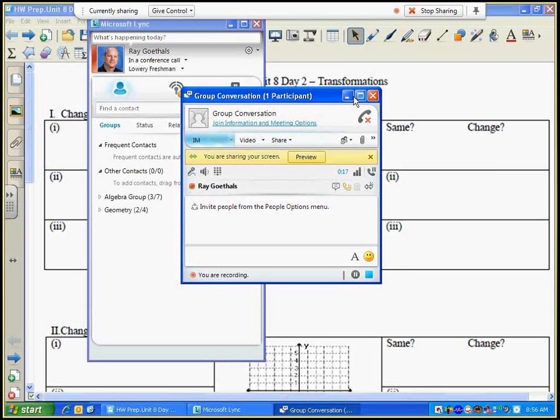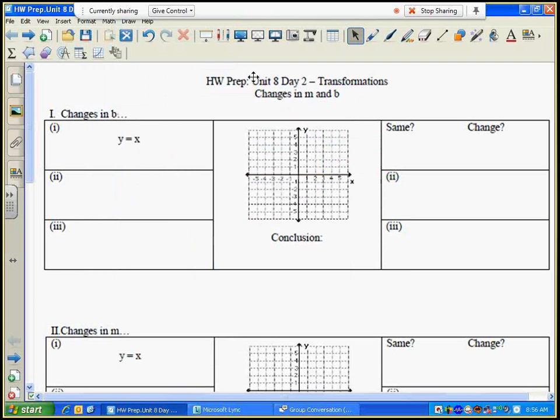All right. Unit 8, Day 2, transformations. We're going to be changing M and B. We're going to talk about slope-intercept form, and if we change the M and change the B, how that actually affects the graph. So the first change I want to talk about here in Roman numeral 1 is changes in B.